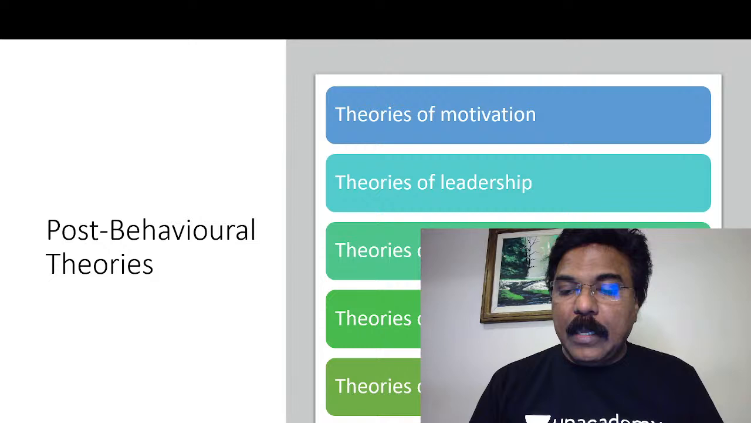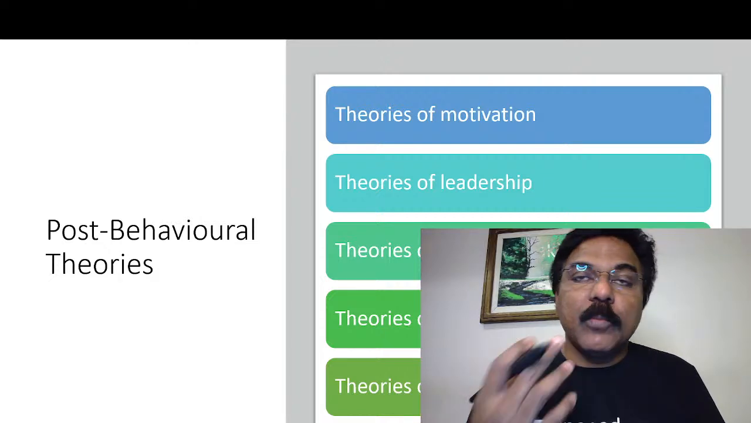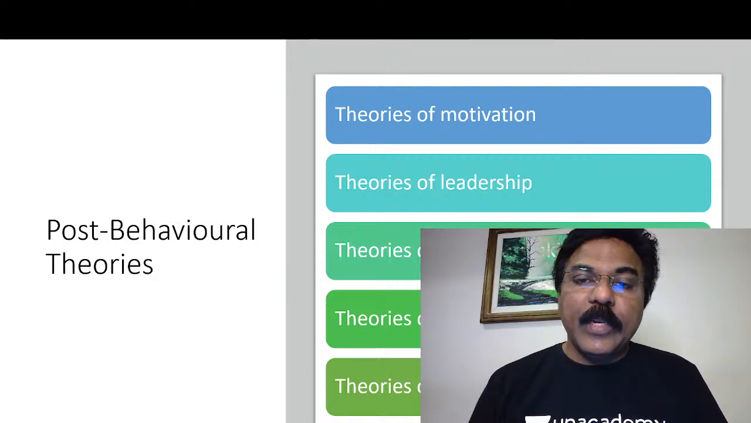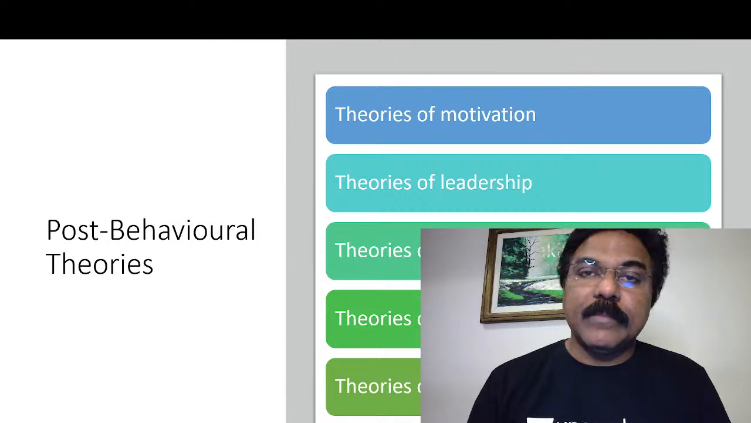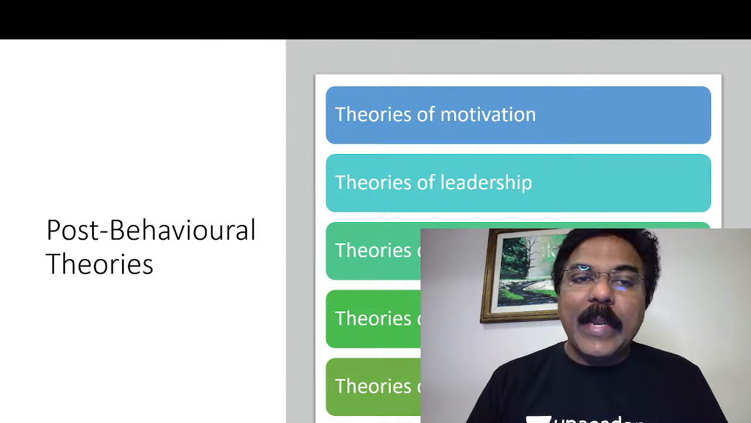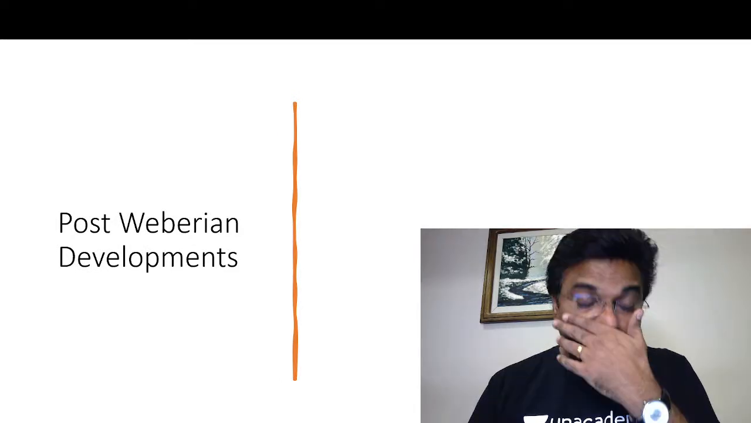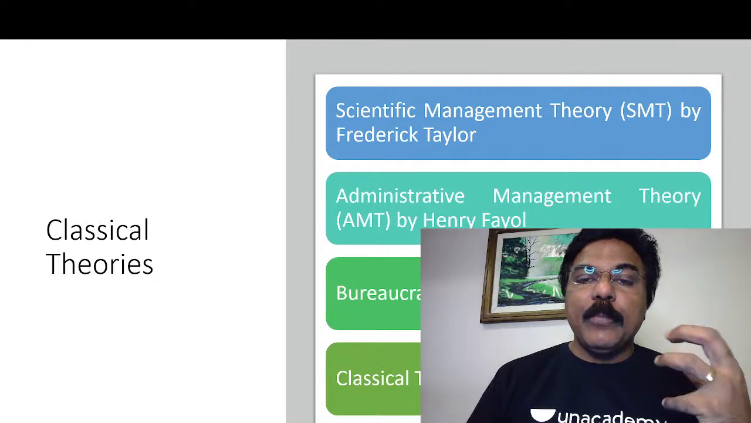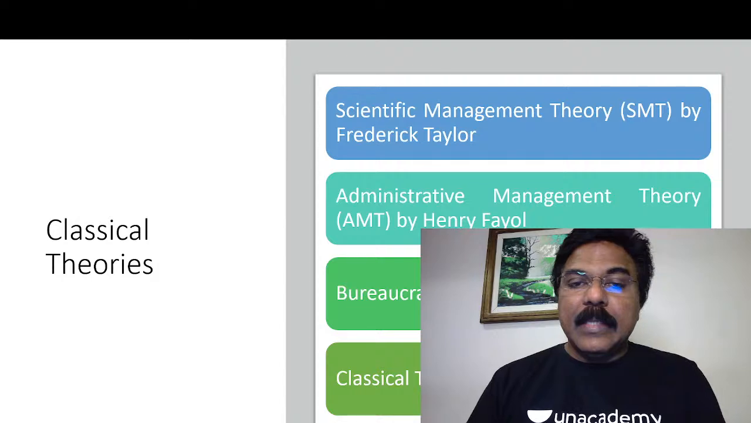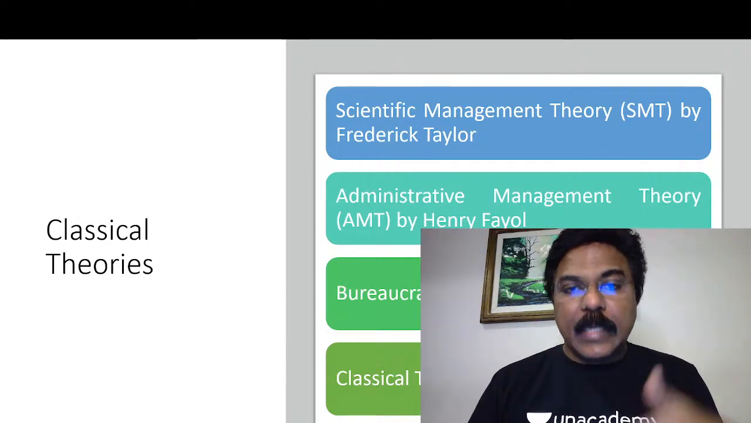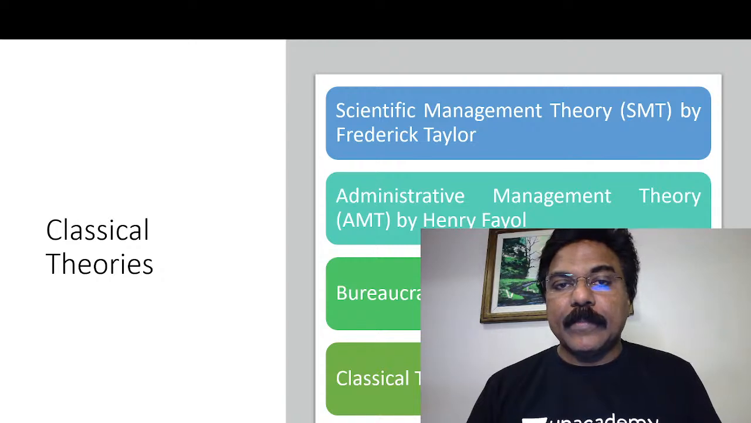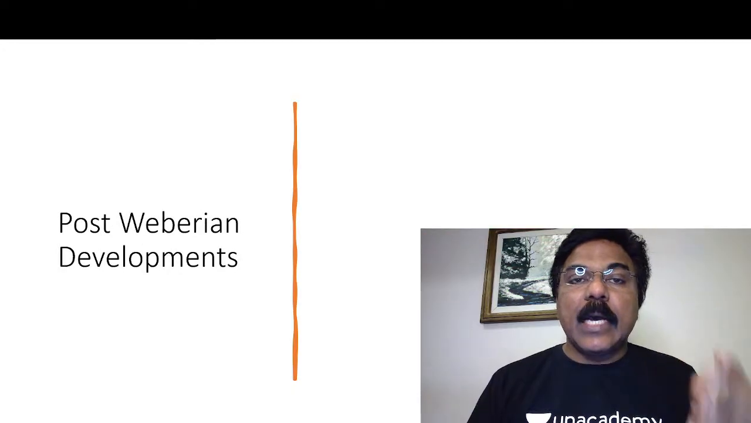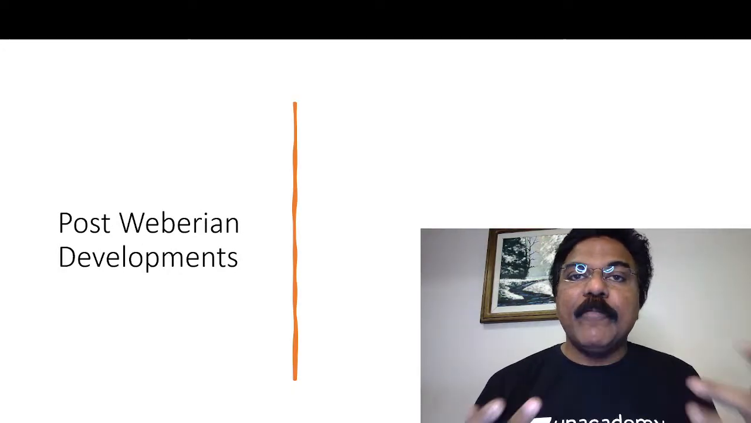And what are the post-behavioral theories? After these behavioral theories came the theories of motivation, about Maslow, theories of leadership, theories of decision-making, theories of communication, theories of morale. Now, where do you place new public administration? That we place in post-Weberian developments. So Weber came and talked here about the bureaucratic theory. Then all the theories that we are talking about are not post-Weberian. Of course, it's after Weber only, but it is not a reaction to Weber. It is a continuation of Weber, right? But the post-Weberian theories are all anger directed against the Weberian bureaucracy.